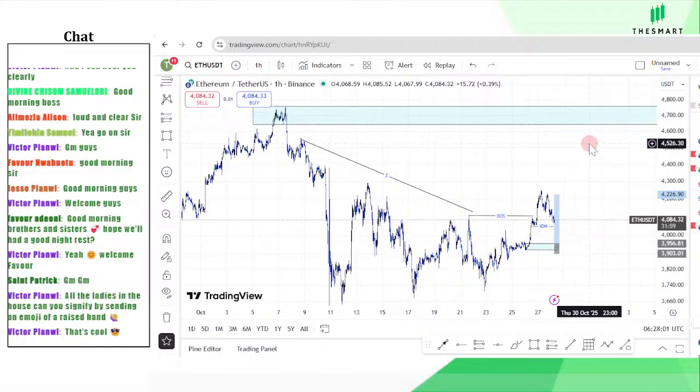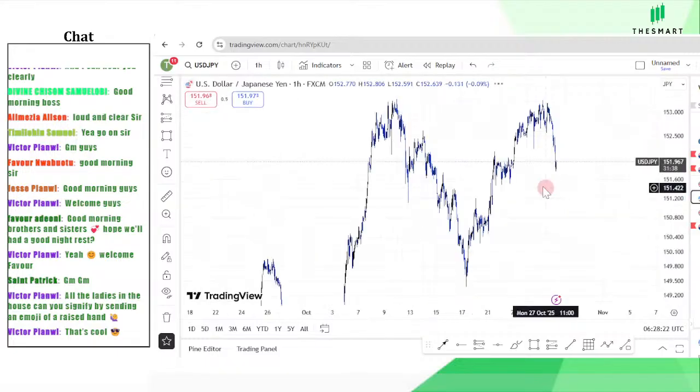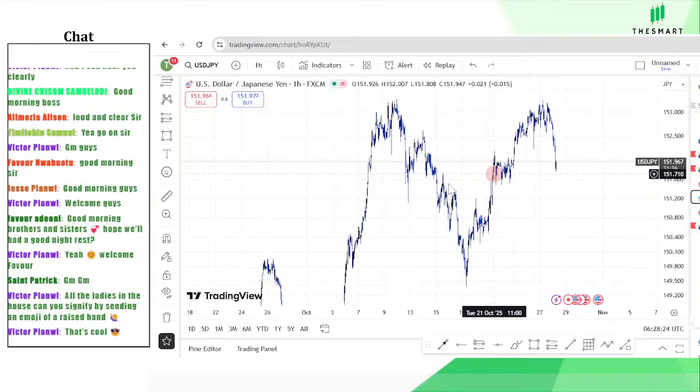So for this week, our directional bias is buys on Ethereum and Bitcoin. We'll get to look at BNB and Solana. Alright, so we'll look at another Forex pair and we'll be looking at USD JPY.